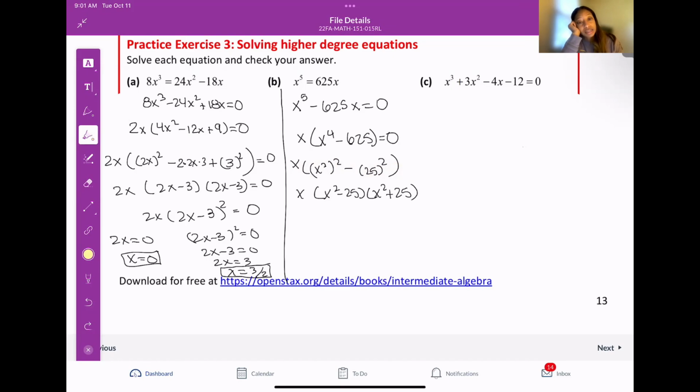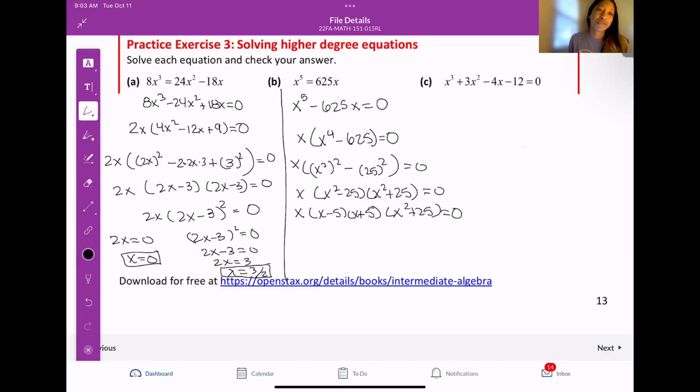We can. That x squared minus 25 is a difference of squares again. So we'll have x times x squared minus 25 factors to x minus 5 times x plus 5. And then for the x squared plus 25, that is prime. It does not factor anymore, so we'll leave it as x squared plus 25, equals 0. We still have to set each of these factors equal to 0 and solve for x.